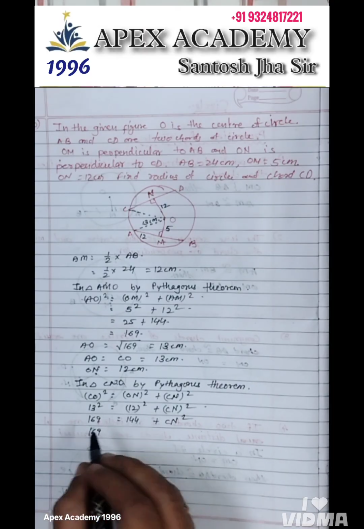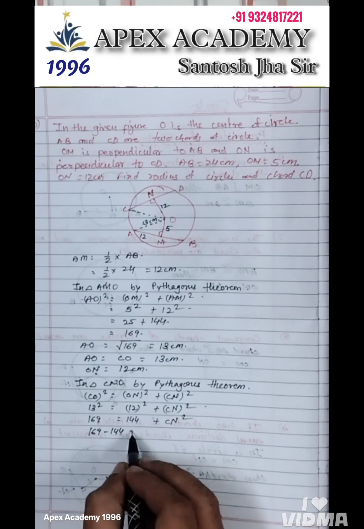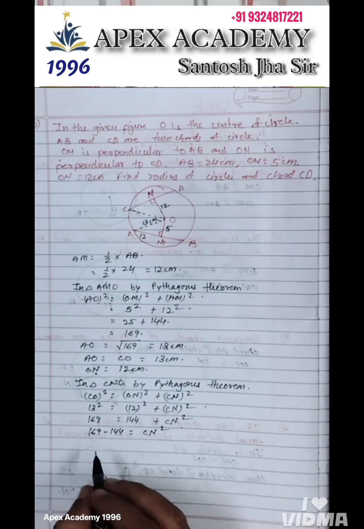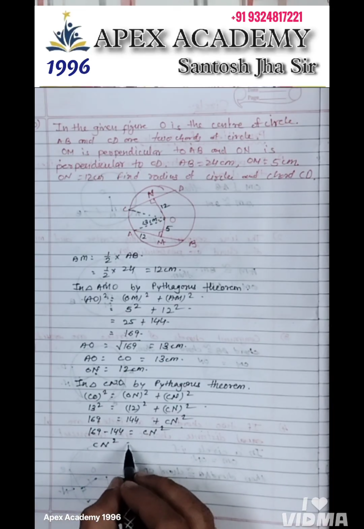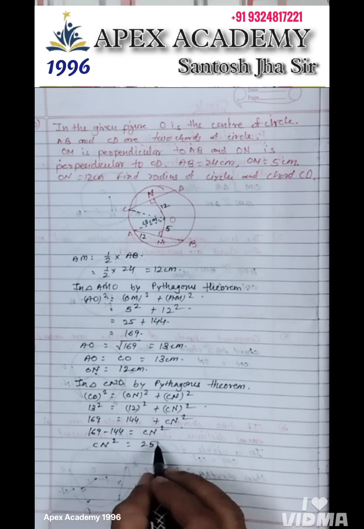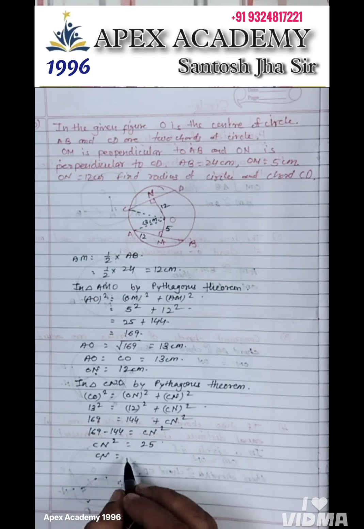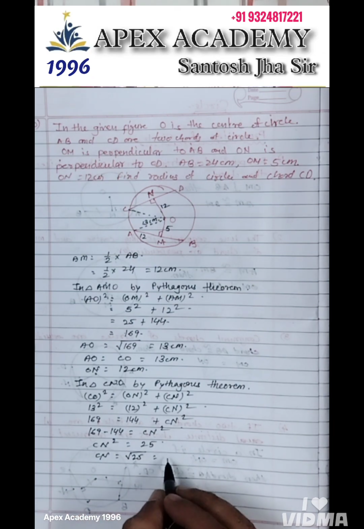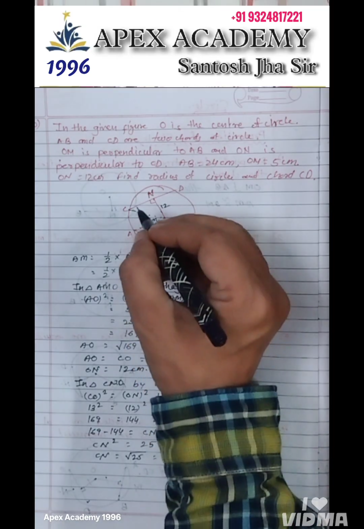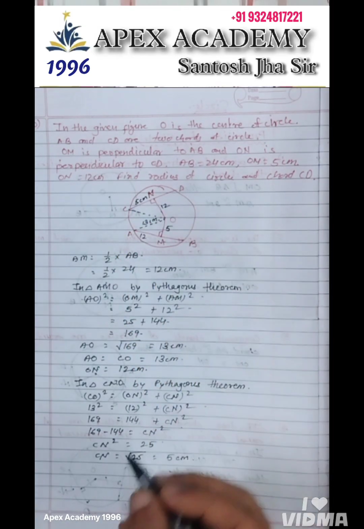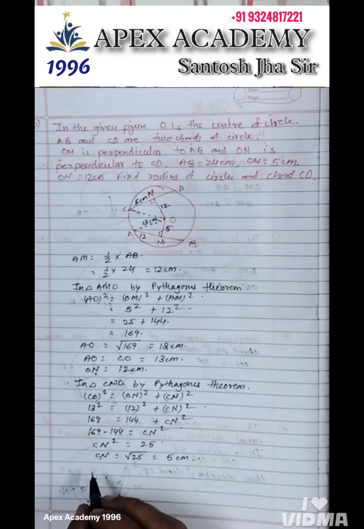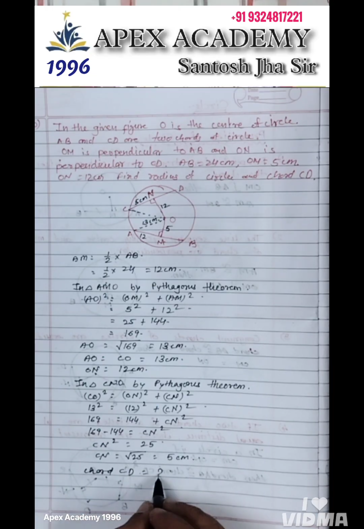So 169, 144 gets shifted. So CN square becomes 25. So CN is root of 25, that is 5 centimeter. So finally we got this is 5 centimeter. We want to find chord CD. So chord CD is twice of CN. So that is 2 into 5, that is 10 centimeter.